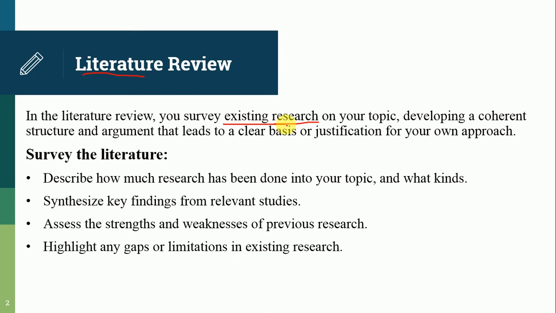The research has been done by somebody else, and you want to review that research. So it's called a literature review on your topic, the topic that you are going to elaborate or conduct research on further. It involves developing a coherent structure and argument that leads to a clear basis of justification for your own approach. So it develops a coherent structure related to the topic, and it also develops an argument. This coherently structured argument will lead you to a clear basis of justification.